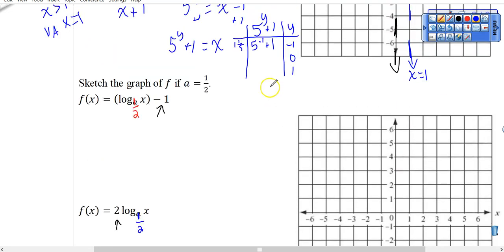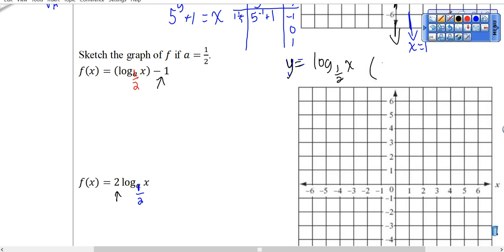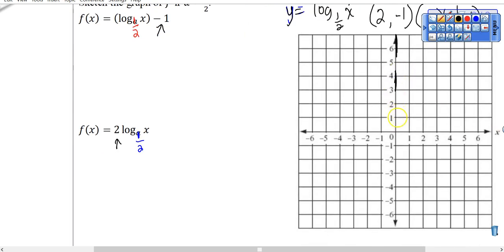So again, I would graph instead y equals log base half of x. So we would just then graph the points, if you recall, 1 over the base, negative 1. So 1 over a half is 2. 2 negative 1, 1 0, and base 1. So I graph those points with my domain of 0 to infinity. So I'd get my vertical asymptote graphed.